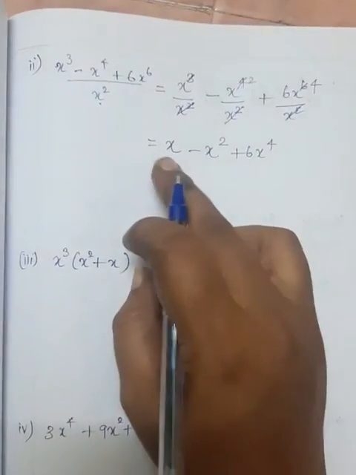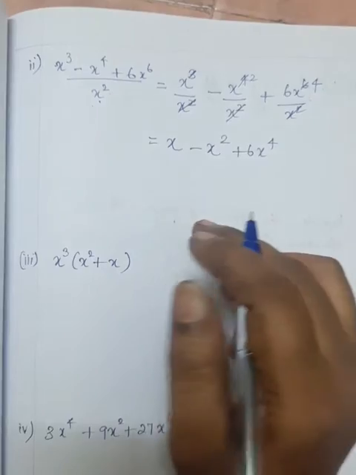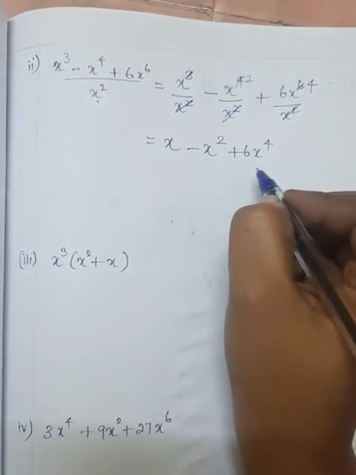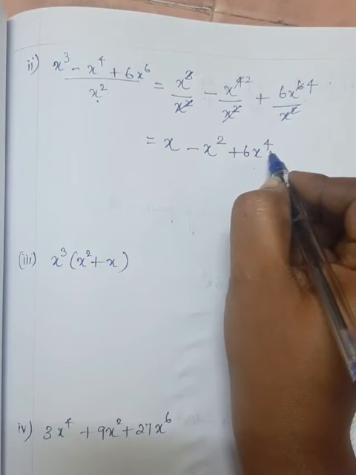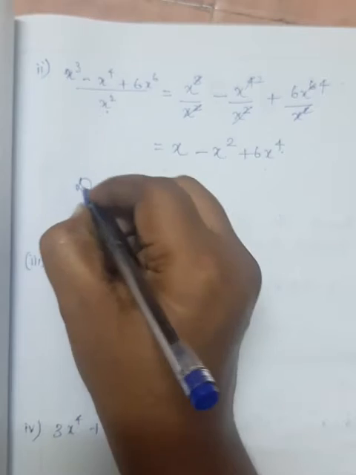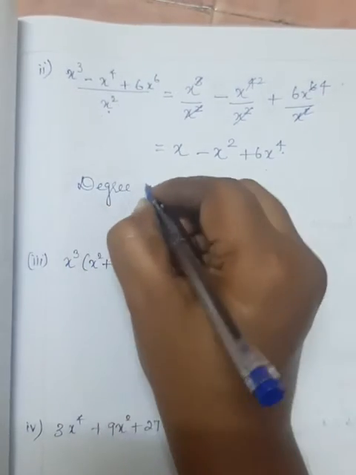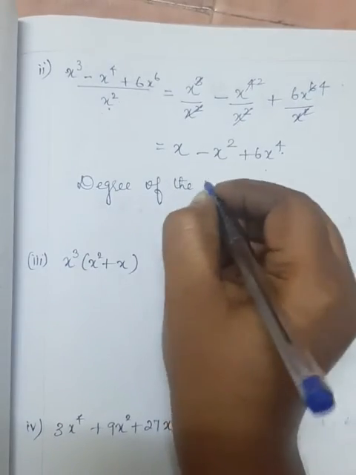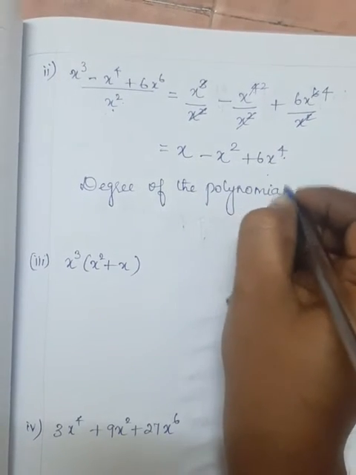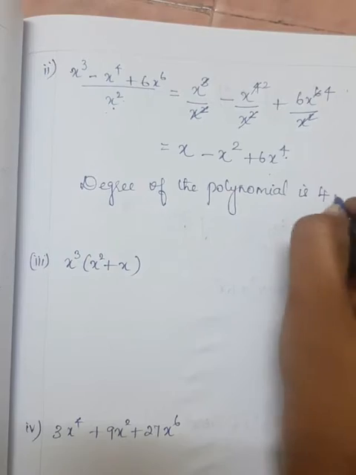Okay, now see here, this is a polynomial now, right? So now find out the degree of this polynomial. We have x power 2 and x power 4, right? So which is the highest power? 4 is the highest power. So what's the answer? Degree of the polynomial is 4. Yes, degree of the polynomial is 4.